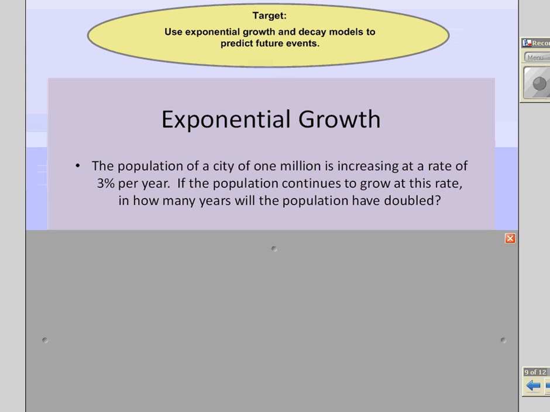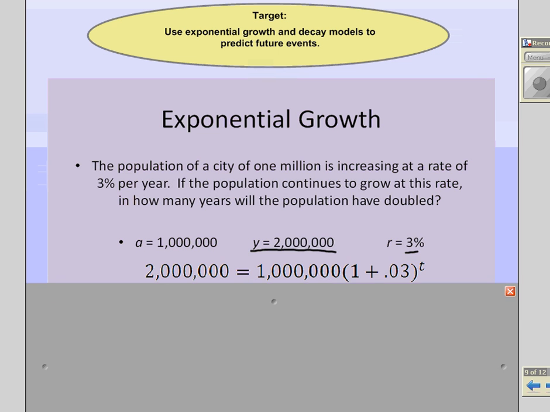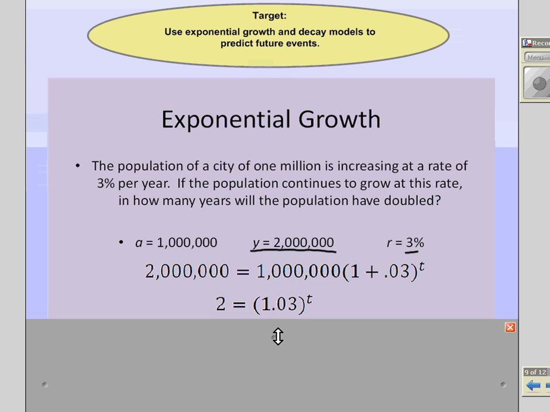The population of a city of 1 million is increasing at a rate of 3% a year. If the population continues to grow at this rate, in how many years will the population have doubled? We have an initial amount of 1 million. We're looking for when the final amount is double, which is 2 million, and we have a rate of growth of 3%. So we set up our equation to find our t value: 2 million equals 1 million times 1 plus 0.03 to the t power.